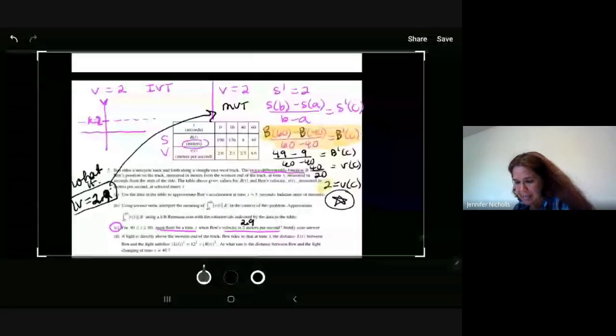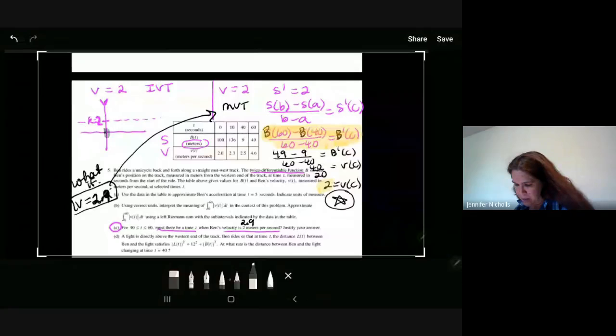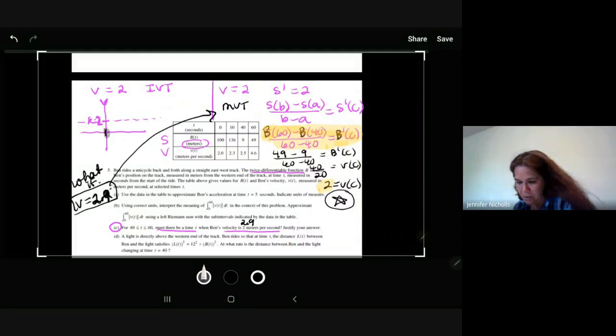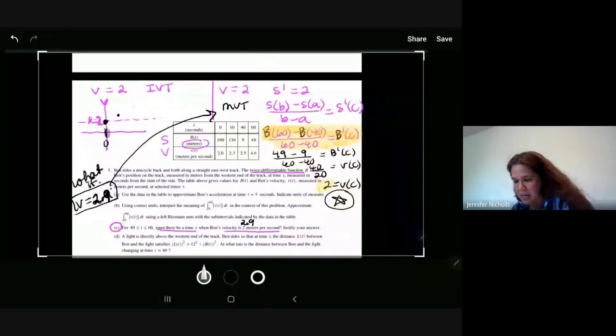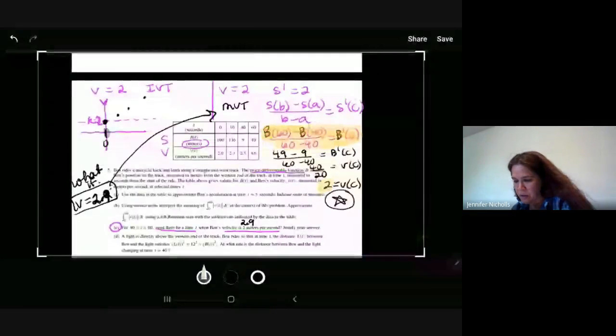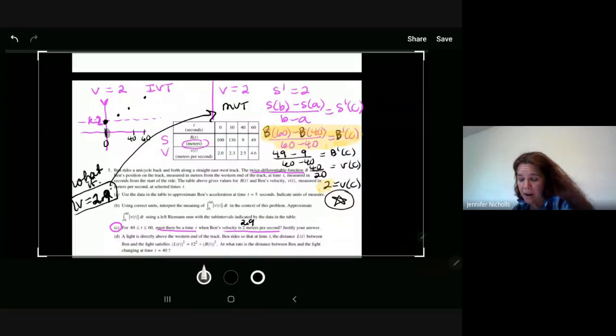Because it says that at 0, oops, let me change back to the regular pen color, at 0, I'm at 2. Oh, so now I'm trying to get 2.9 though, right? So hold on. Let me show you the way that didn't work, and then I'll show you the 2.9 way. So that's 2, and then it was what? 2.3, 2.5, 4.6. So if I look there, definitely between 40 and 60, and actually nowhere am I guaranteed to hit 2. Now I am guaranteed to hit every value in between. Every value in between these, because it's continuous, would have to be hit.